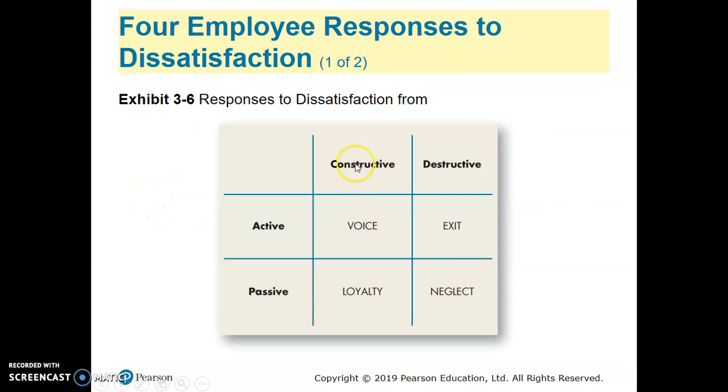So this is how it is constructive, destructive, active, and passive. If they voice their opinion, it is active and constructive, so it's a good way. If they just exit, it is active but it's destructive. It's not going to improve the situation. If it is passive, just staying loyal, it is still constructive because they have a high expectation that things are going to become better. But neglect means it's not only passive but it's destructive, not only for their future but also their performance and so on.